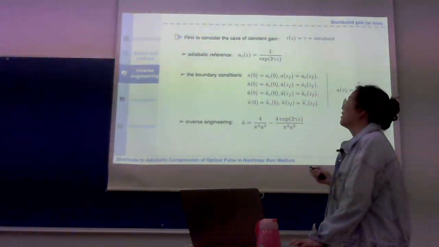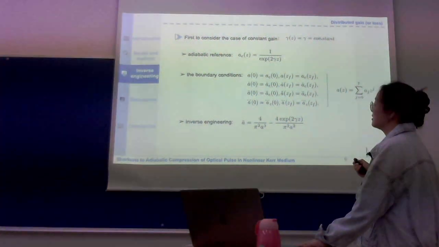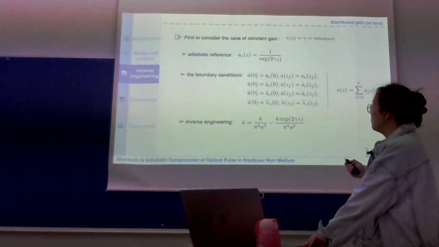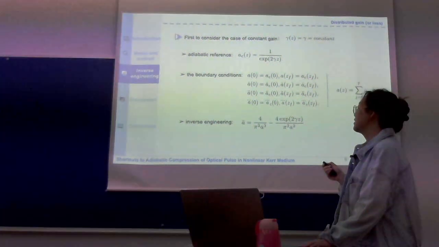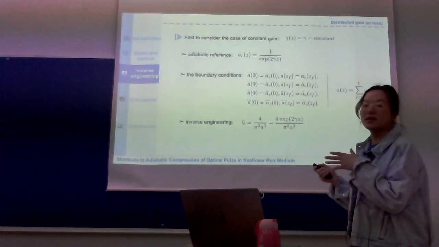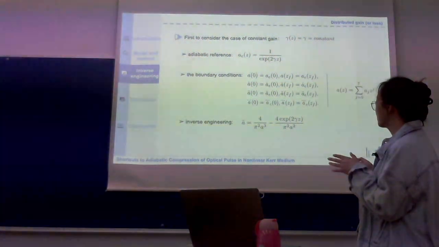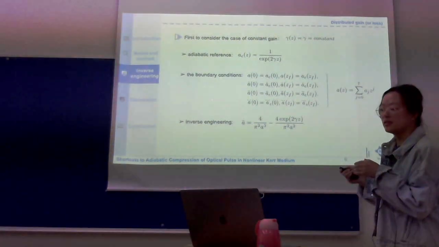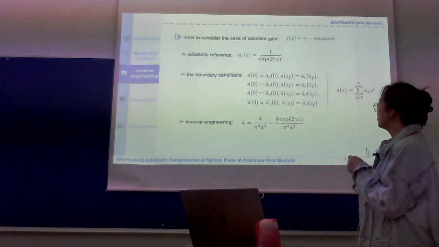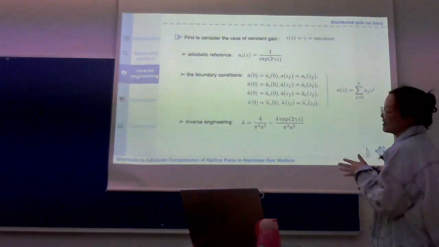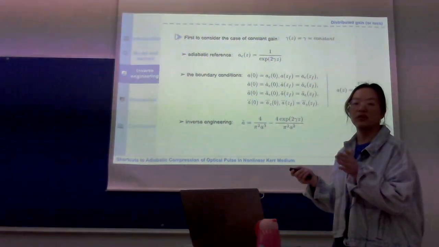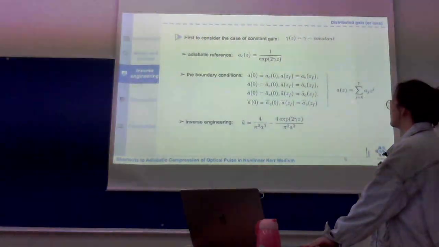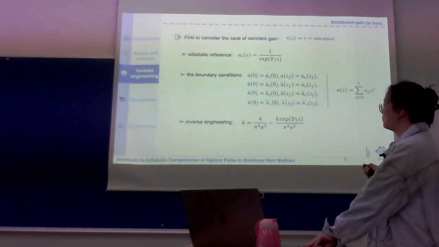At first, we consider the system with constant gain. And then from the Ermakov equation, we can get the adiabatic reference. In order to achieve the soliton width compressed from 1 to 0.3, we need to set some boundary conditions. The first, second, and third derivatives of A equal to A_c make sure that when we design the STA, the initial and the final state will not have excitation. And we can choose a very simple polynomial ansatz which satisfies those boundary conditions.